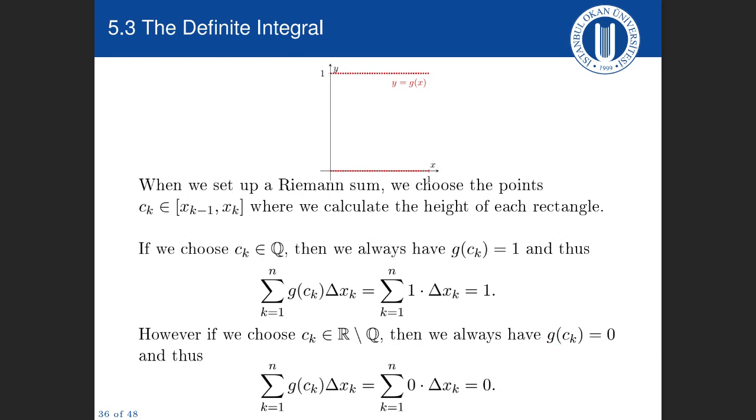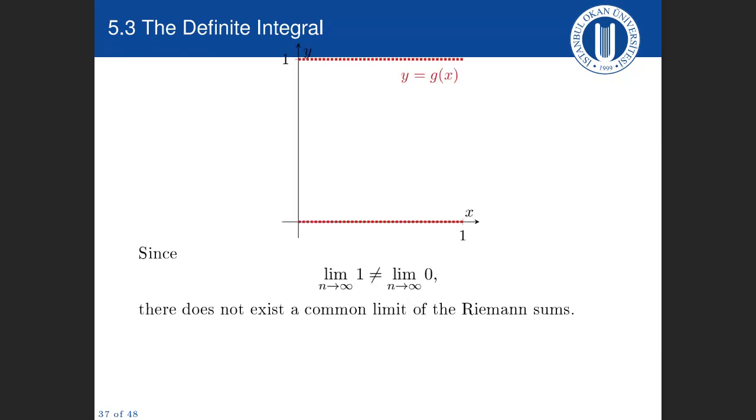So for at least one Riemann sum, the Riemann sum is always equal to 1, and for at least one Riemann sum, the Riemann sum is always equal to 0. Take the limits of these and we don't get the same number. The limit of 1 is not the same as the limit of 0. That means not every Riemann sum has the same limit. There does not exist a common limit of the Riemann sums, so therefore the function is not integrable.